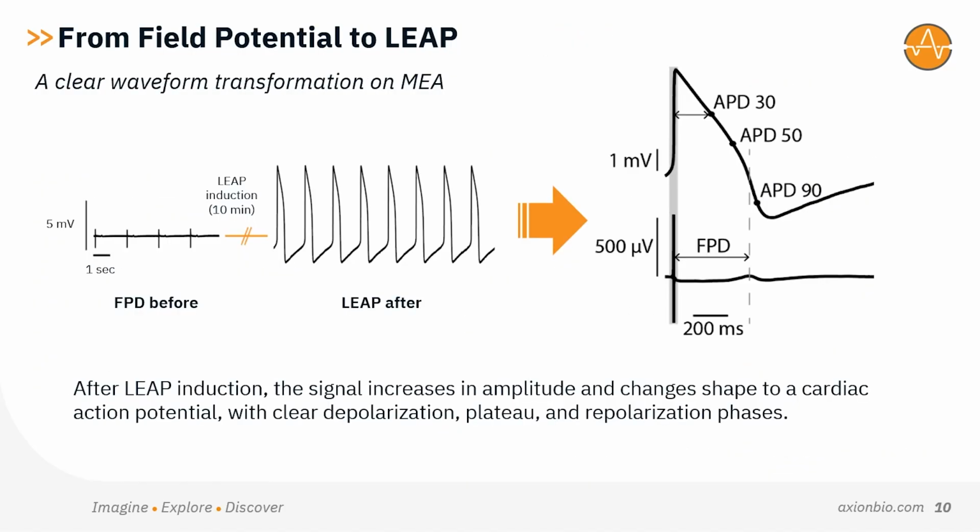This slide shows the transformation clearly. Before induction, we see the field potential signal. After LEAP induction, the signal increases in amplitude and changes shape to resemble a cardiac action potential, with clear depolarization, plateau, and repolarization phases. This is where the power of the LEAP signal lies. Once we see the action potential waveform, we can quantify features such as APD 30, 50, and 90, and other morphology-based endpoints. This is not replacing the field potential, it's simply adding another layer of information from the same MEA platform.